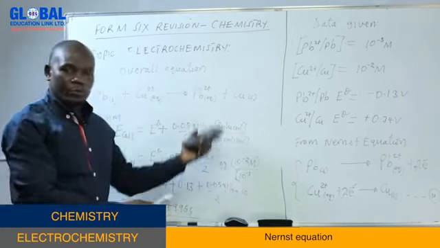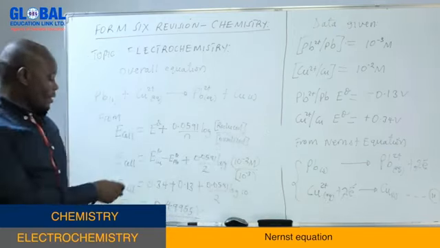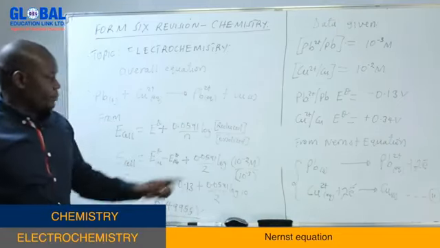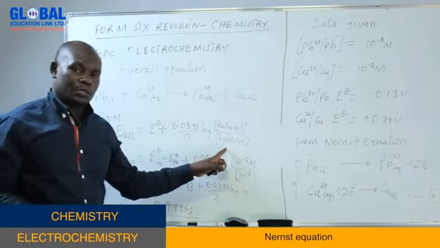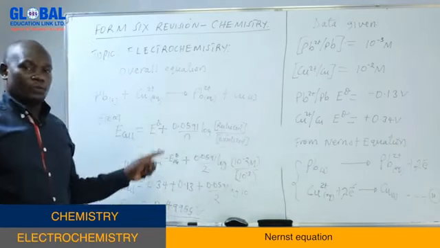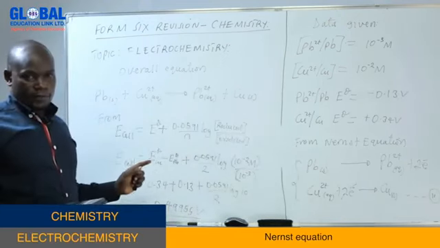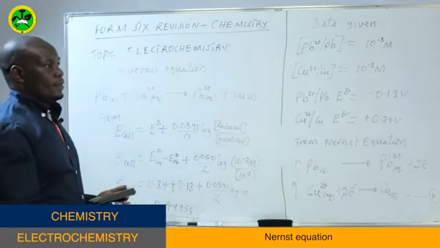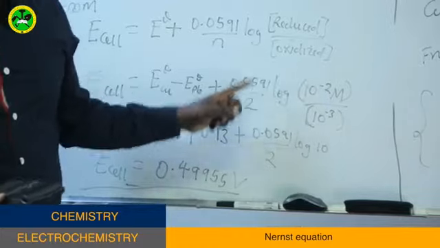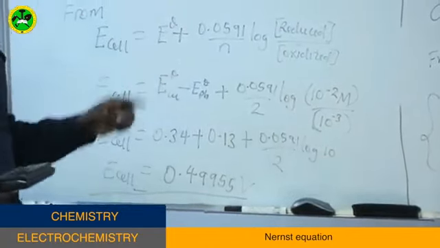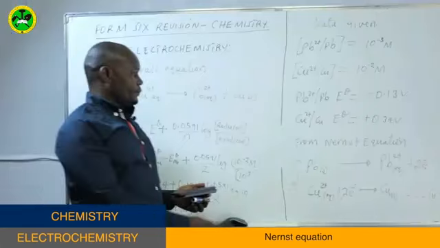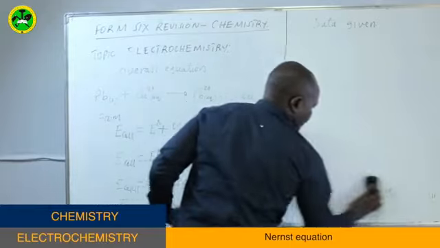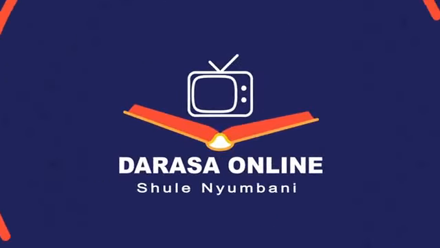So have you seen now how we use the Nernst equation in determining the EMF of a cell? And the point to consider is to find which species is reduced and which species is oxidized. You just use their standard electrode potentials that you have been given. Now let us see another example, example 2, of how you can use the equation to determine the EMF of a cell.